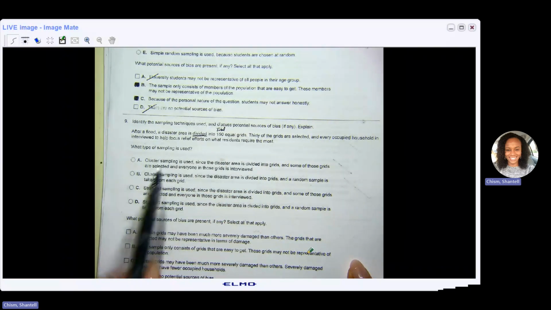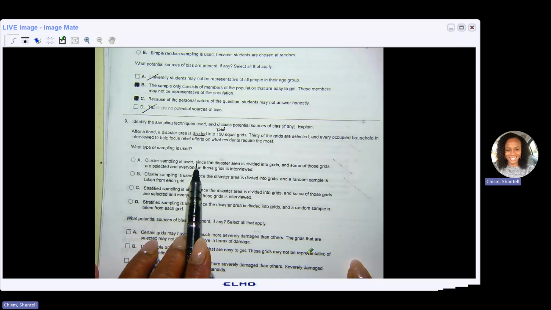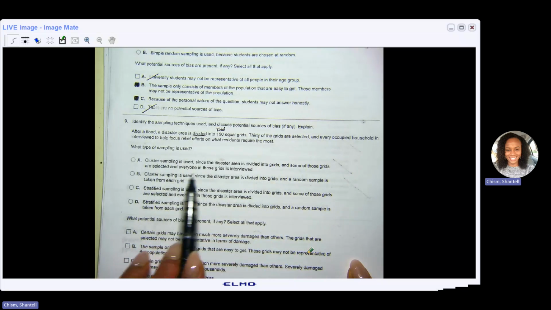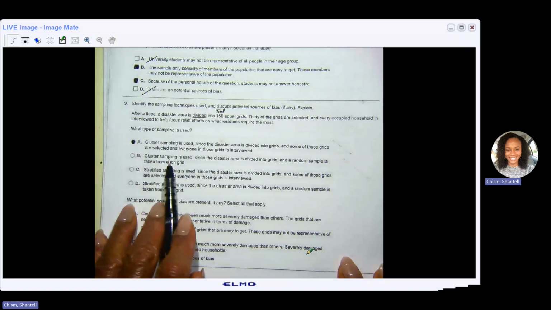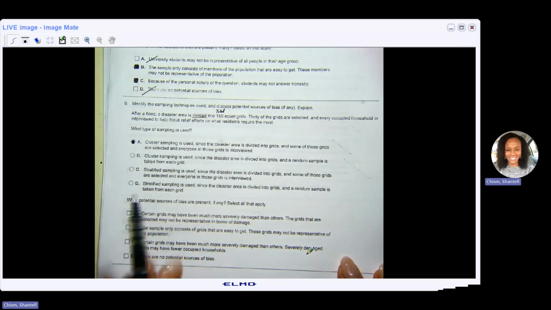Is it A or B? That's the question. A says cluster sampling is used since the disaster area is divided into grids, some of those grids are selected, and everyone in those grids is interviewed. Yes, that is correct. That is the definition of cluster. B says cluster in the beginning, but then it starts talking about a random sample taken from each grid. So that's not the definition of cluster, okay?